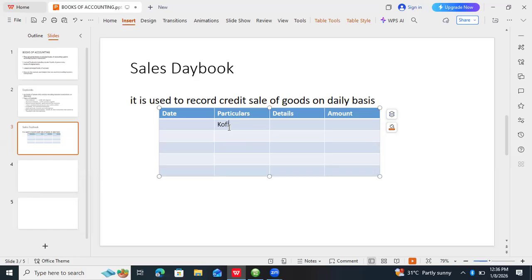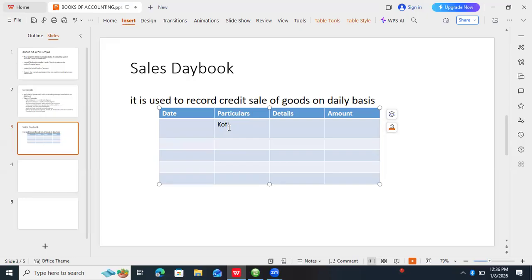But maybe we sold 10 buckets of paint, 15 cement. Okay, so those description of the items can also be written under the particulars. Okay, and then the detail column, what does it do? It is used to do some calculations or addition and subtraction.